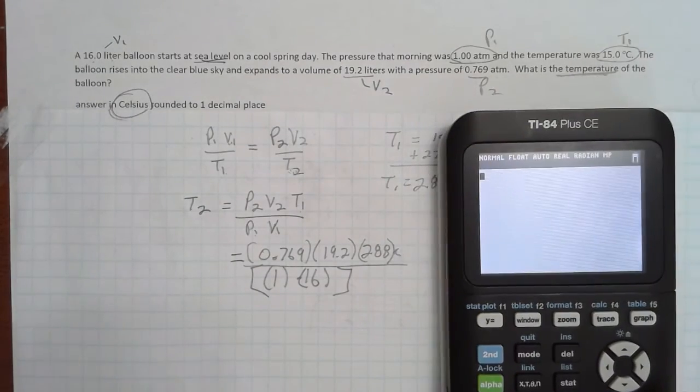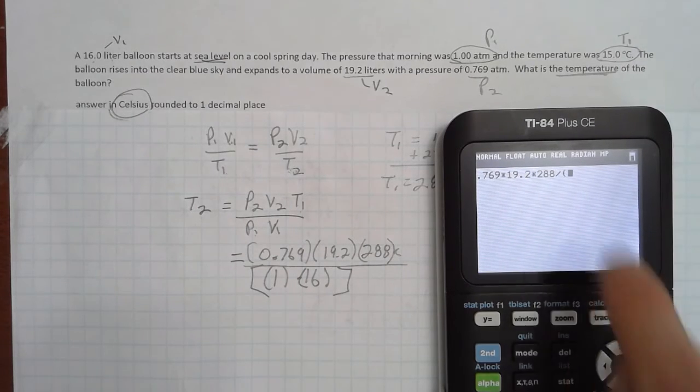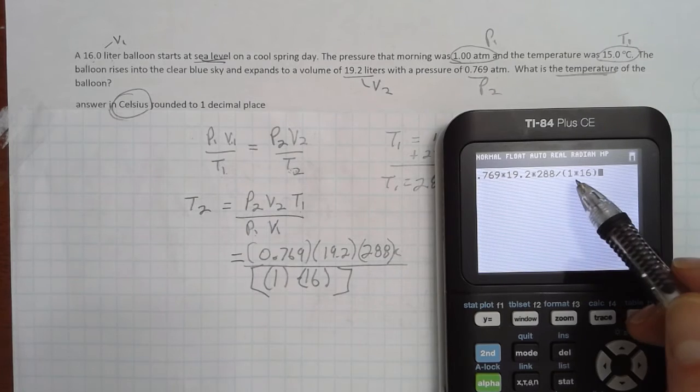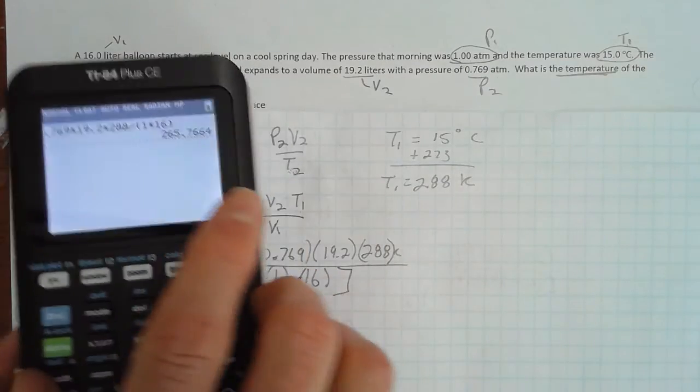All right. So 0.769 times 19.2 times 288 divided by the quantity in parentheses 1 times 16. Boom. Remember, I have to divide by the product of those two. Both of them are on the bottom. Hit enter. That is the temperature in Kelvin.